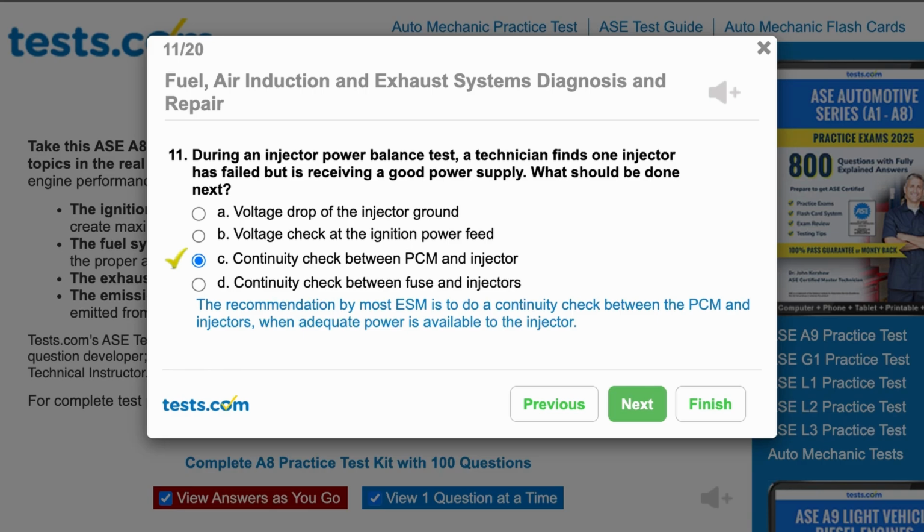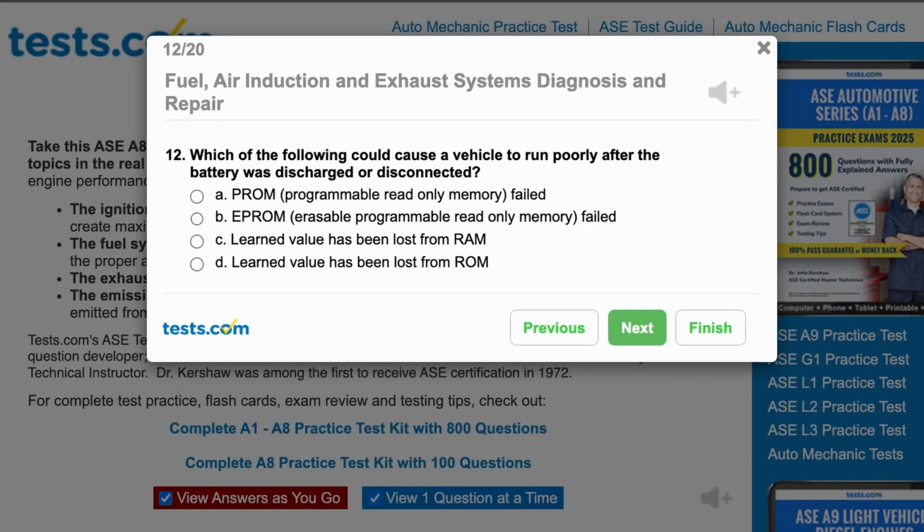C. Continuity check between PCM and injector. The recommendation by most ESM is to do a continuity check between the PCM and injectors when adequate power is available to the injector. Question 12.